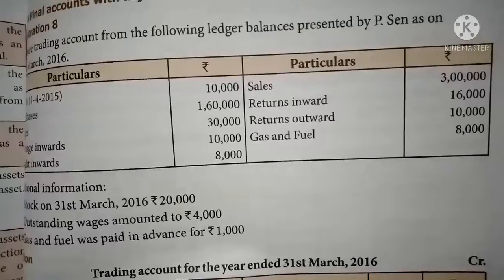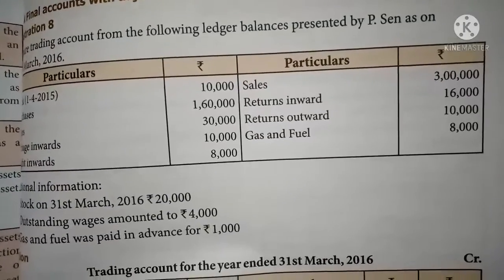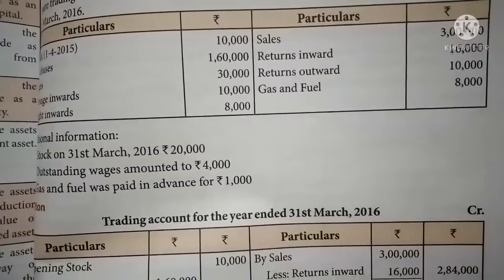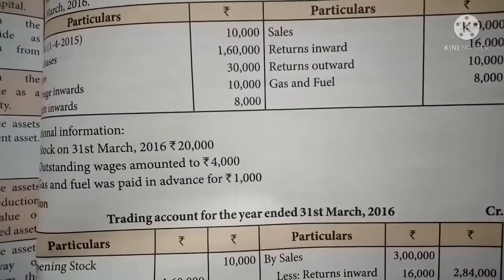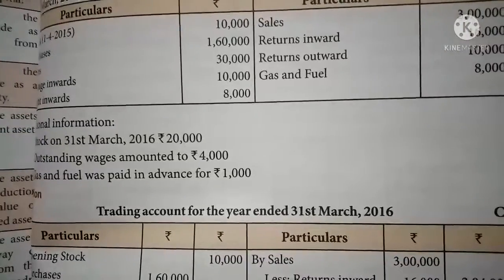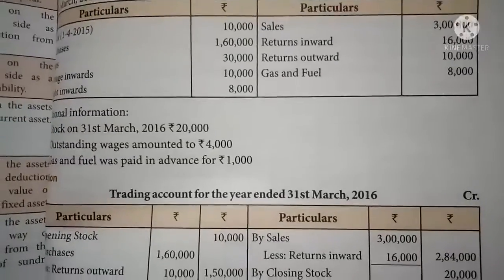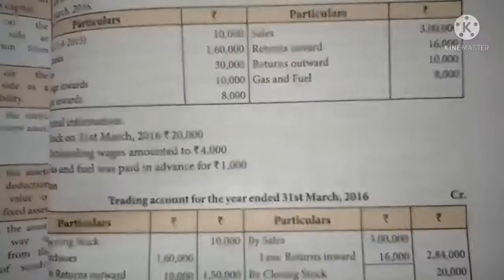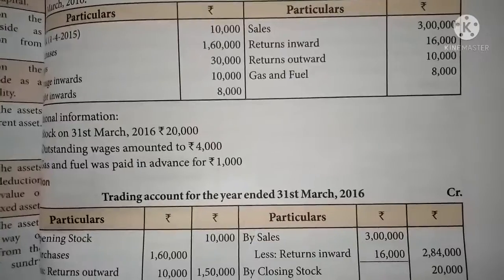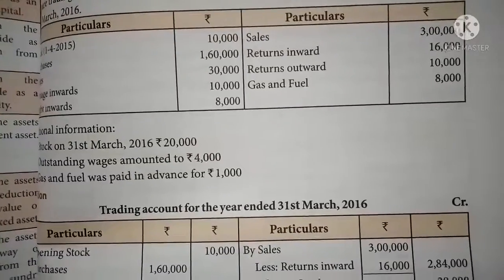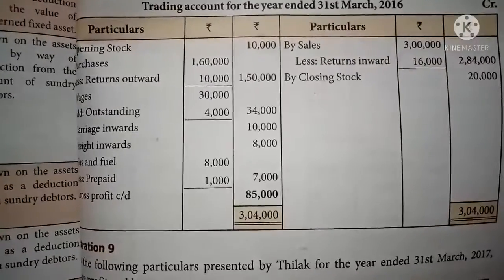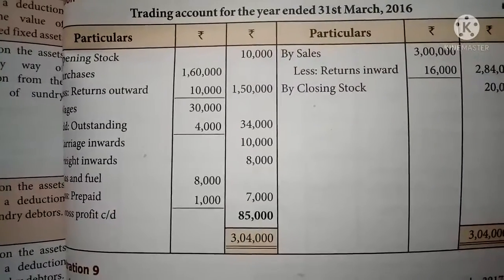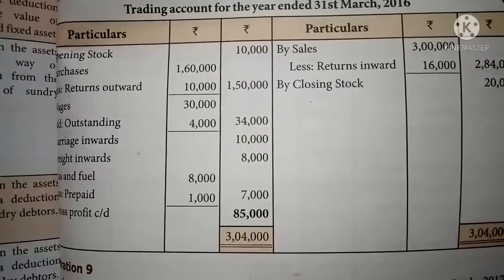And then gas and fuel, rupees 8,000. For that, an adjustment is given. Gas and fuel was paid in advance. Advance means prepaid, overpaid. That is, we paid an excess amount of rupees 1,000 for gas and fuel. That should be subtracted from the gas and fuel amount of 8,000. So first write gas and fuel on the debit side, to gas and fuel 8,000, less prepaid 1,000. So the net amount will be 7,000.